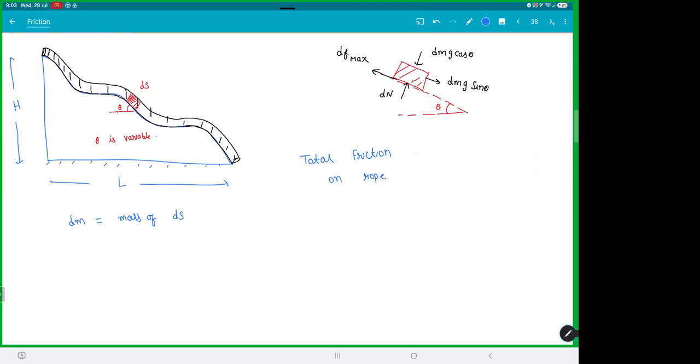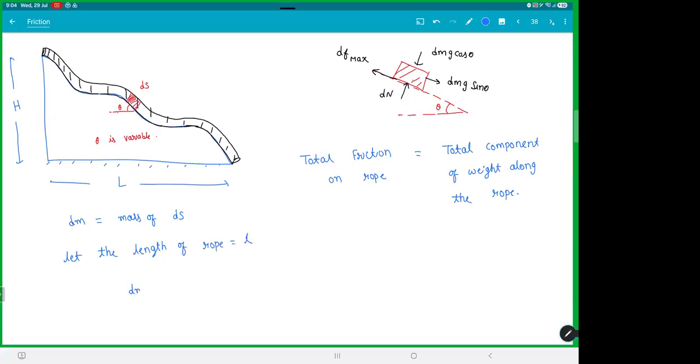So all these frictional forces must be balancing the total component of weight along the string, the net pulling force. Total component of weight along the rope. I don't know the length of the rope. Let the length of the rope be small l, since I already used capital L.